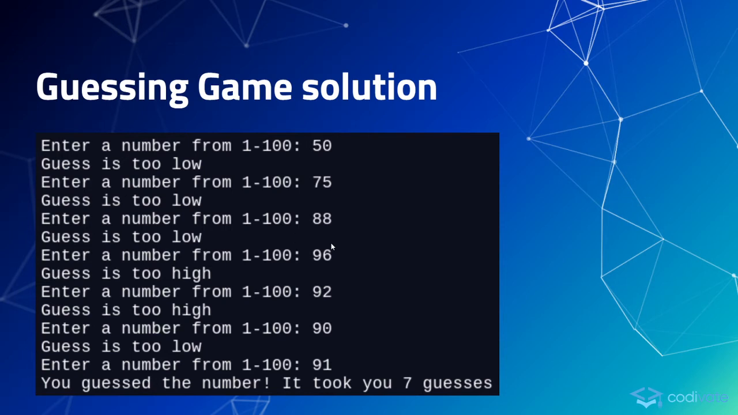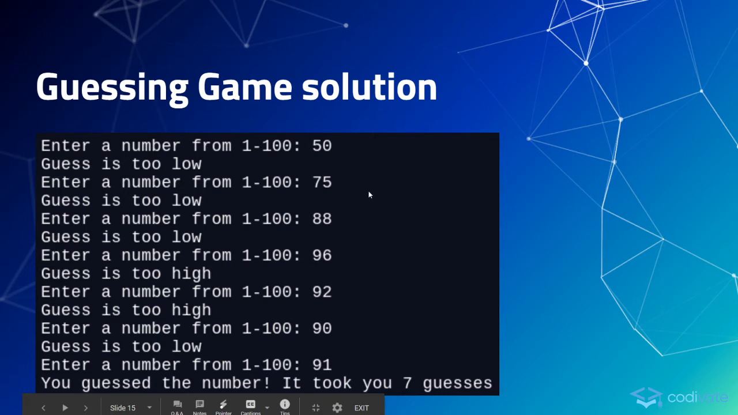96 is actually greater than 91, so our guess is too high. Once again, that's correct. We lower it to 92, which is too high, and 90 is too low. So that means that we know it's between 92 and 90, which gives us 91.